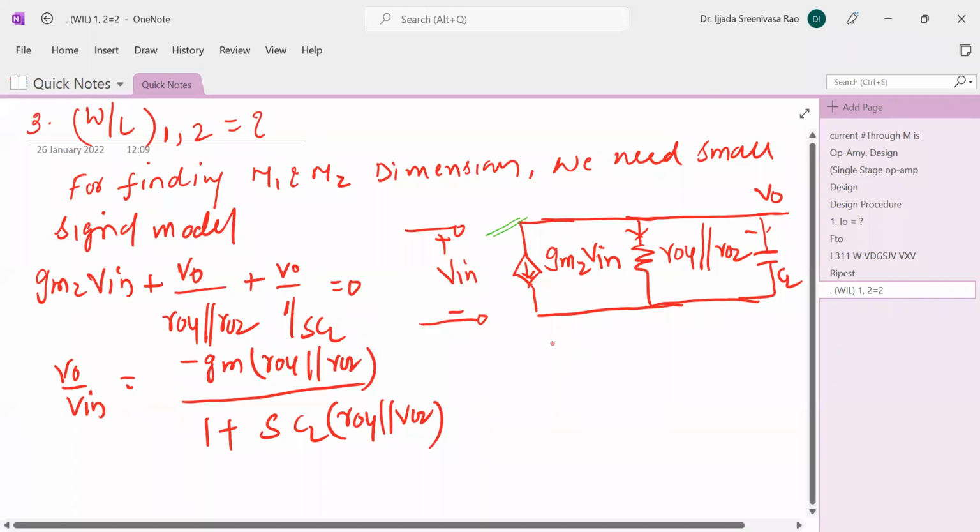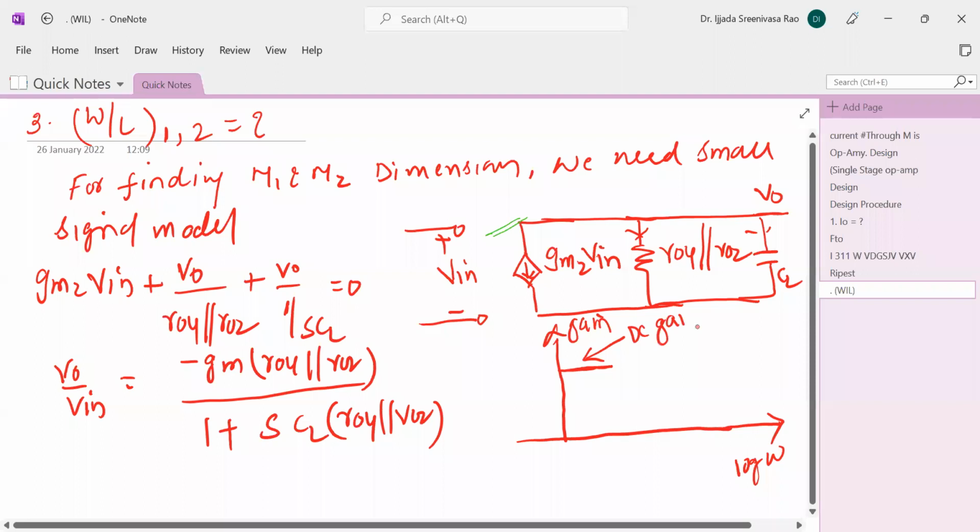If you draw the Bode plot, gain plot, this is the gain in dB and this is the frequency, log omega axis. Since it's a single pole system, you will get a constant DC gain like this. This is called the DC gain. What is the DC gain in this equation? Whenever you're talking of the DC gain, S is 0, which means you get only the numerator term, that is GM into R04 parallel with R02.